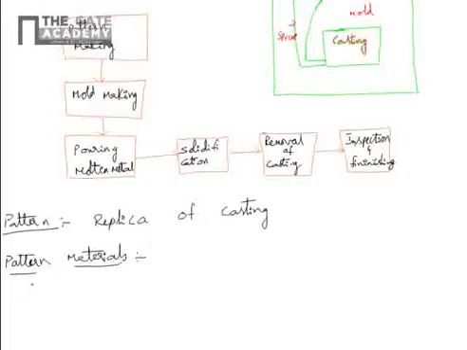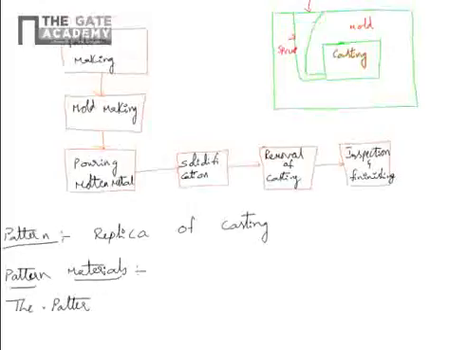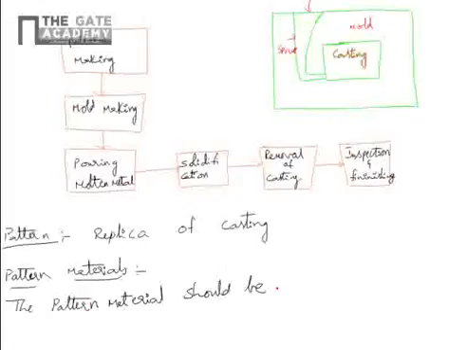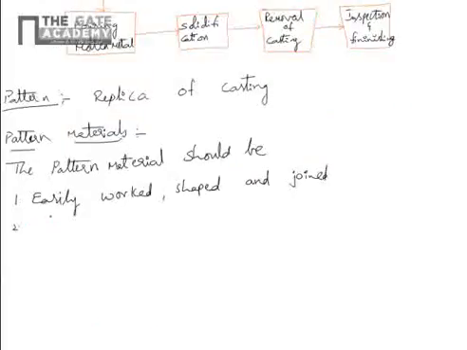The pattern material should be easily worked, shaped and joined. If it is a complex shape, you need to join 2-3 pieces, so you need to machine it. So it has to be easily machined and you easily have to get the shape.